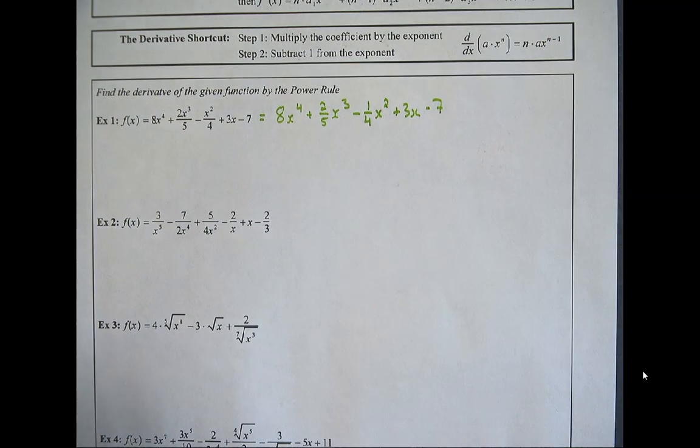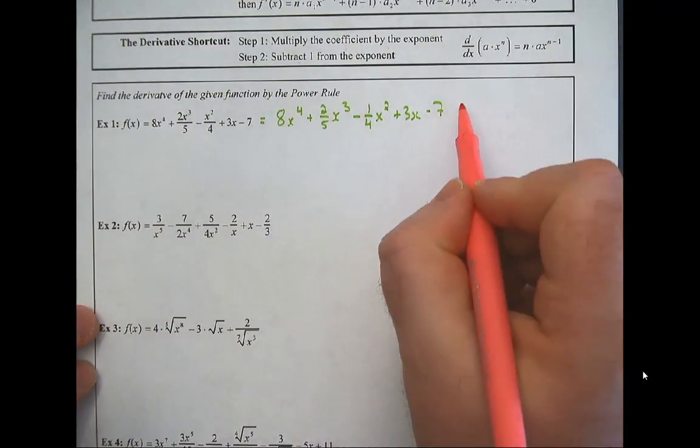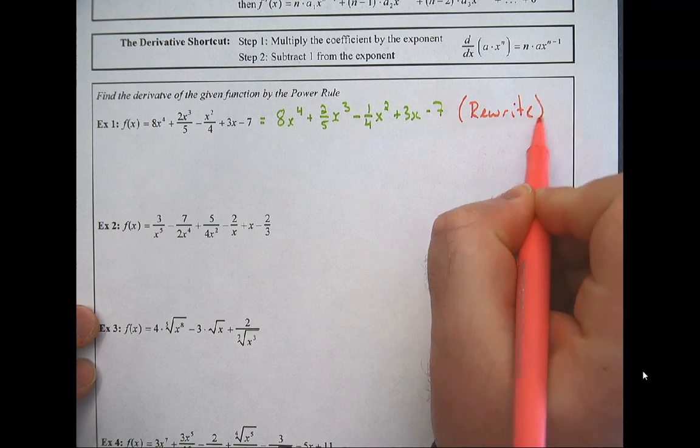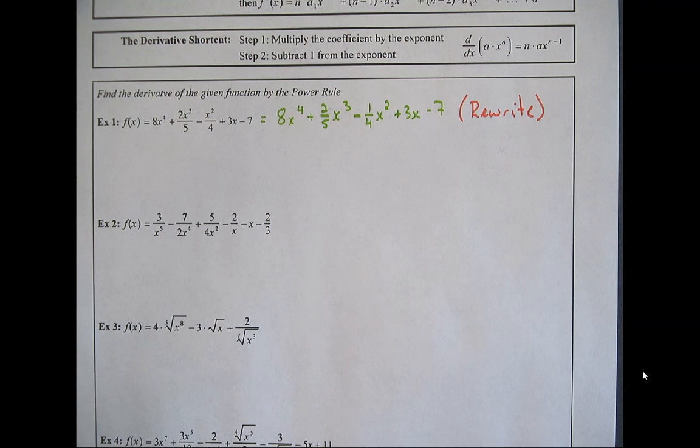So this is what we call a rewrite. Don't get confused. The rewrite is not the derivative. These are two separate things. The rewrite is what gets our function to look like a polynomial, even though it isn't necessarily a polynomial. We'll show you on these next examples. They're not polynomials because you'll have some weird exponents. Then I do the derivative shortcut.